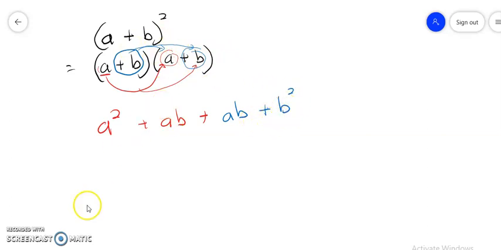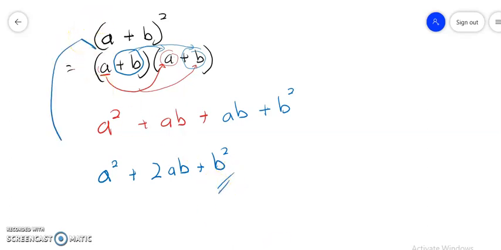From here you can make a conclusion that you have 2ab here, and here we have b square. So this is your formula if you have this kind of question. Now let us look at the example here.